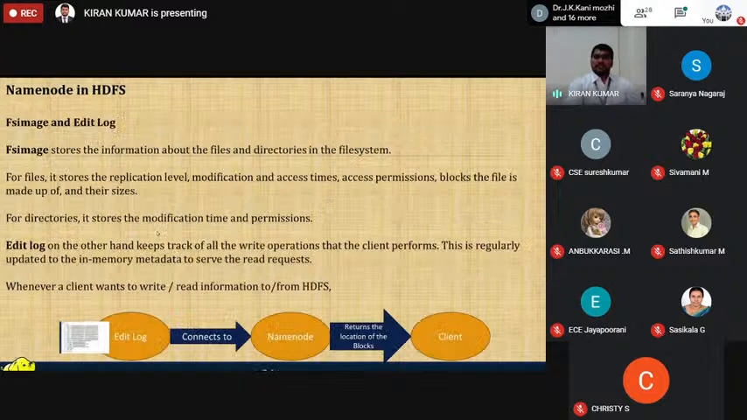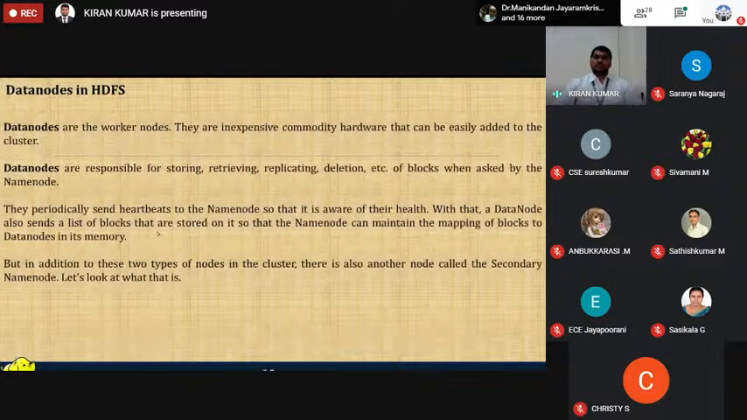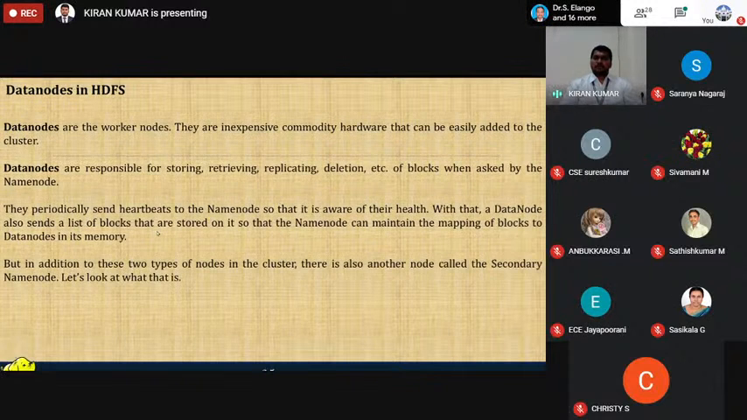So here we understood about the name node, and now the data nodes. Data nodes are nothing but worker nodes. They are inexpensive commodity hardware, because it is not expensive. By having normal commodity hardware, we can run all the data nodes. We are just using that node for storage purposes. Data nodes are responsible for storing the actual data of the clients. They handle retrieval, replication, deleting, etc.